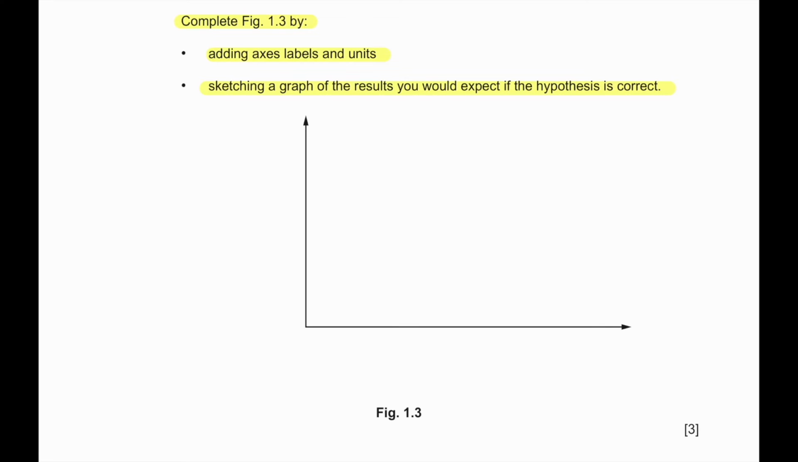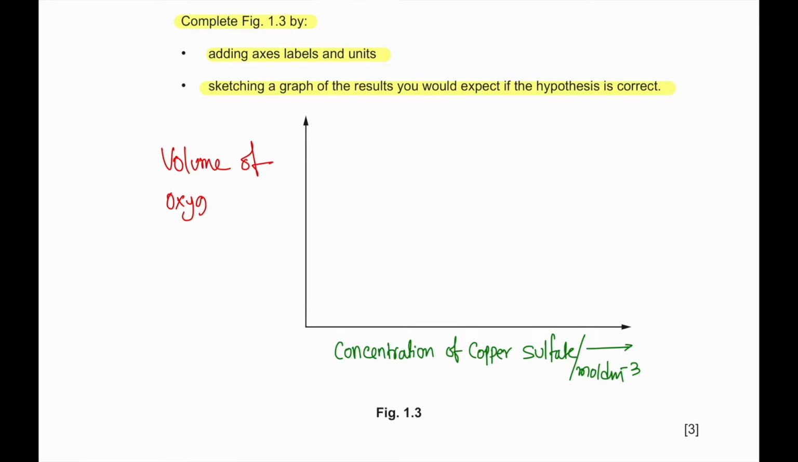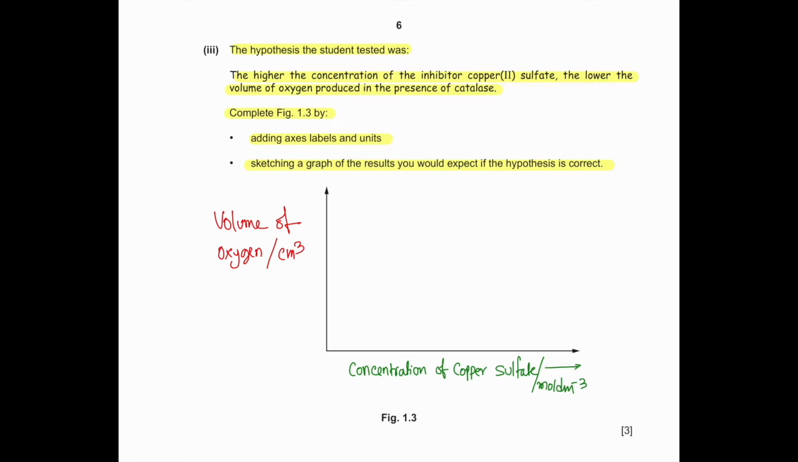So on the x-axis we are going to mention concentration of copper 2 sulfate / mole per dm cube. And on the y-axis we are going to have volume of oxygen. And since with increasing concentration the volume of oxygen is decreasing, we're going to have something like this.